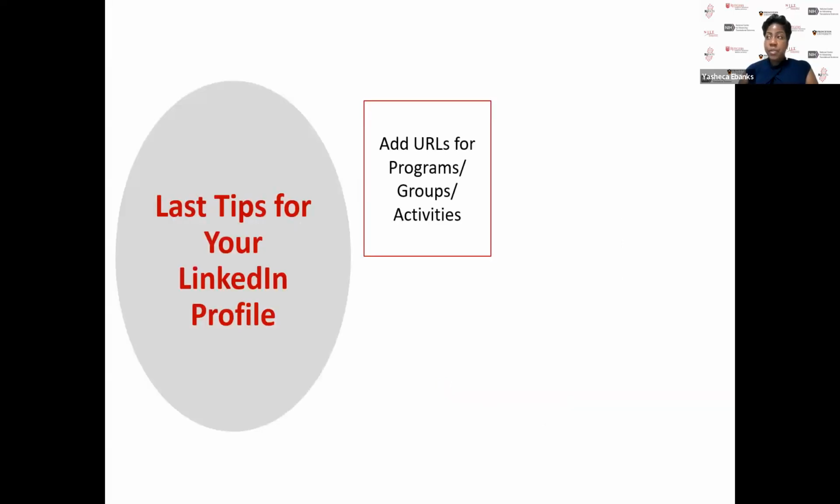Just some last tips for your LinkedIn profile. Be sure to add URLs and programs or groups or activities. Those are always great because, again, it's a digital view. If you have the digital view and you're scrolling down, it's really quick and simple for someone to click on a URL so that we can see what programs and groups and activities you're associated with.